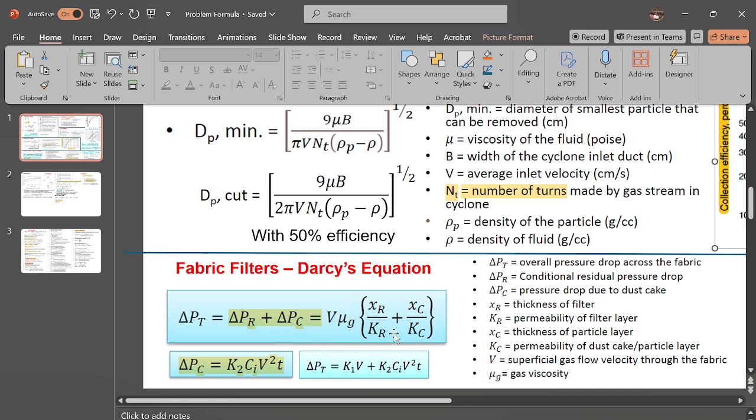So you can rewrite it like this if x and k are given, or you can rewrite it like delta PT will be K1V, that is delta PR, and delta PC is K2 Ci V square t. So delta PR is K1V, delta PC will be K2 Ci V square t. They have given the overall pressure drop as 3 kilopascal, and K1, K2 they have given. The velocity of the air, that is the superficial gas flow velocity, they have given. Ci we are going to find, and t.